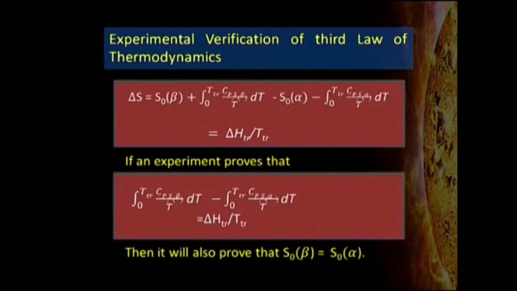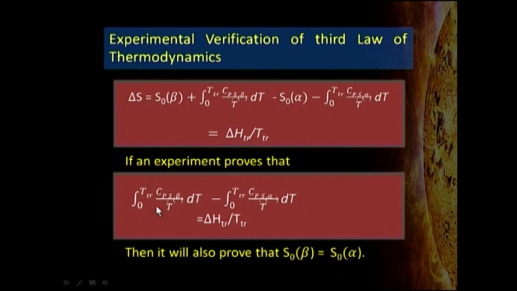Now, delta S will be equal to S0 of beta plus the integral of Cp of beta divided by T dT within the limits 0 and T, minus S0 of alpha minus the integral of Cp of alpha divided by T dT within the limits 0 and T_Tr. This is equal to delta H_Tr divided by T_Tr.